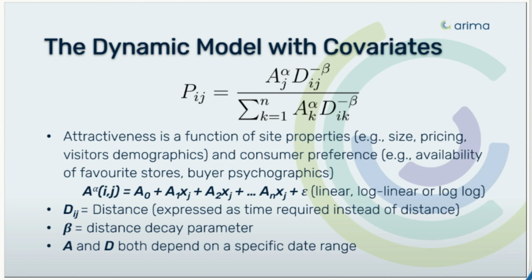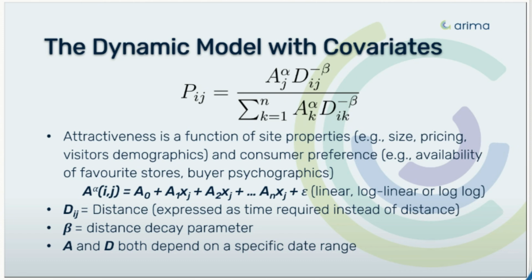Attractiveness, if you recall from the previous discussion, was really just the size of the location, but now we're turning that into a function. So attractiveness is a function of 2 things. First, site properties, so things like the size of the mall, its pricing, visitor demographics, maybe the number of washrooms, maybe how many years since the last renovation, all things that are important for the business to understand.